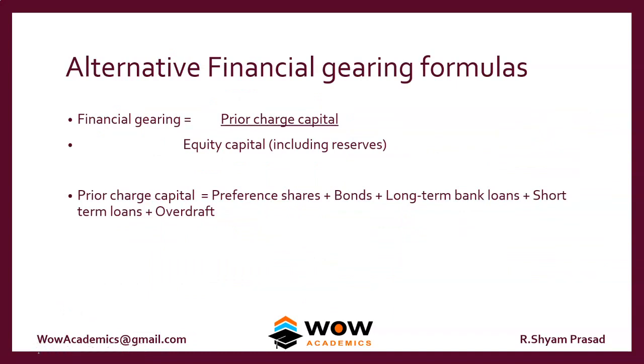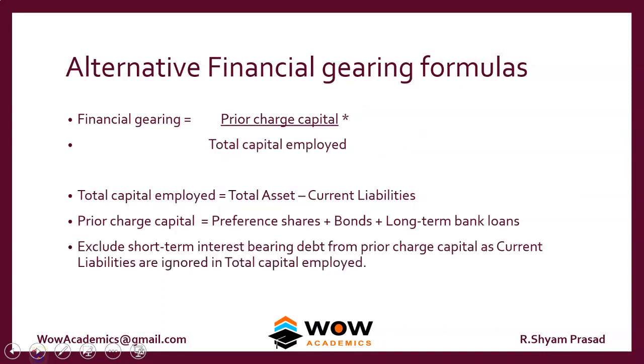In what other ways can we compute the ratios for gearing? We can use prior charge capital divided by equity shares. They will give you the prior charge capital: preference shares, bonds, long-term loans, short-term loans, overdraft, all put together, divided by equity plus reserves. That's the denominator. So this is one way of computing the gearing formula.